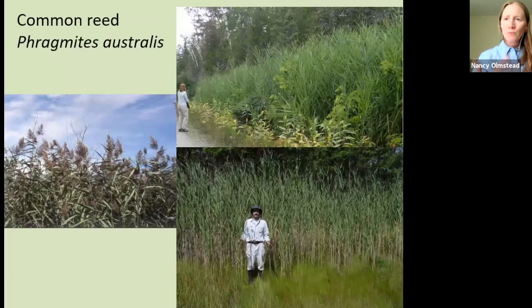Common reed, I showed you that photograph of this plant near Popham Beach, is mostly a threat to our salt marshes, although it will grow in freshwater marshes as well. It's a very tall grass. You can see in this top photo, for perspective, this is me, I'm about 5'5", and so these are very tall grasses. You can still see last year's seed heads on some tan standing stalks that are dead from last year. As you drive around, this can be found in ditches along the side of the road.